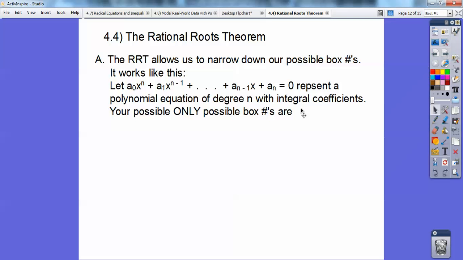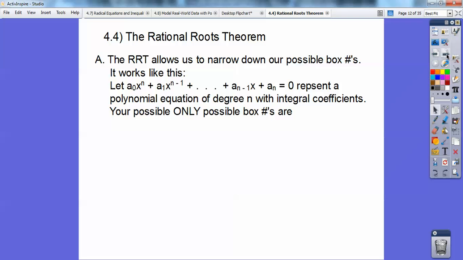So here's a polynomial function. This a sub 0 is just a number like 10 or 33 or whatever, x to the n, and then this is x to the n minus 1, all the way down to just a constant right here. Don't let that confuse you.